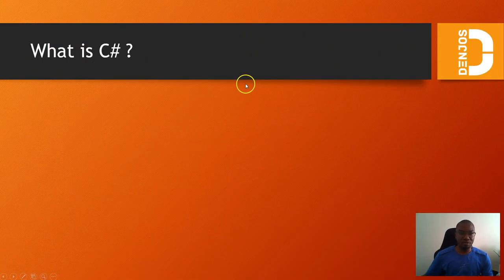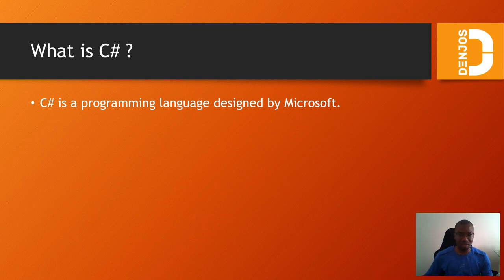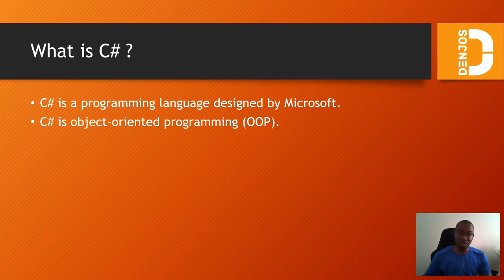Before we breeze into C# generally, as in writing code, we need to know what C# is. Okay? What is C#? C# is a programming language designed by Microsoft. C# is object-oriented programming, otherwise known as OOP. You may have heard the word OOP somewhere else before, but wondered what that means.